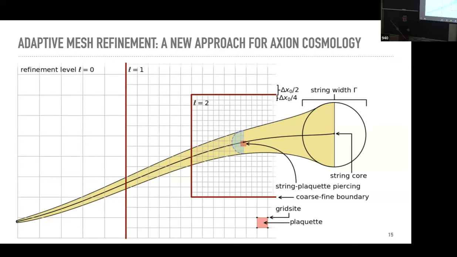Now, you can do this with a static lattice, but that means you have really high resolution everywhere. There are not defects in most places. Defects are about 1 per horizon, and they're also, in the case of strings, a 1D object. So you're horrendously over-resolving this 3D volume because you insisted on using a uniform resolution across your box.